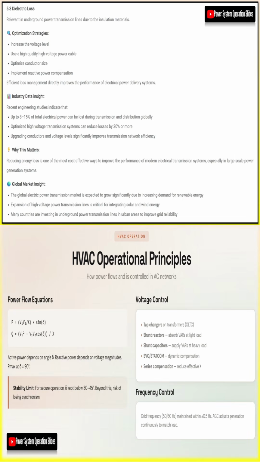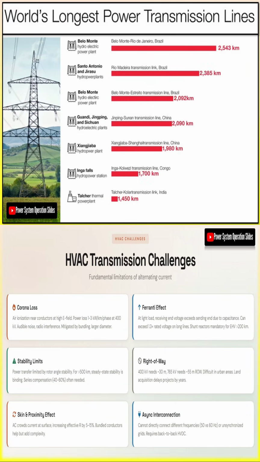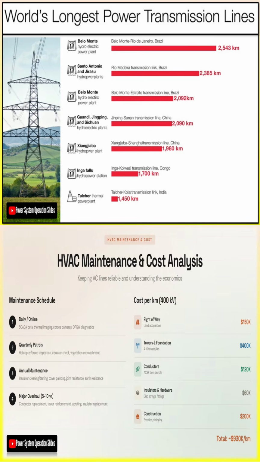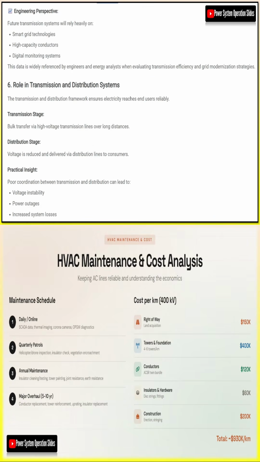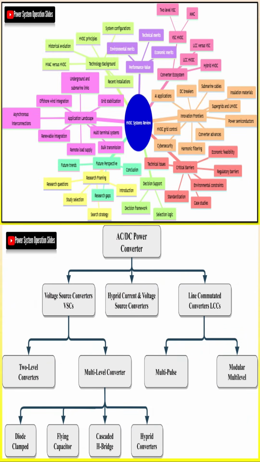Approximately 95% of global transmission infrastructure relies on HVAC, with HVDC accounting for roughly 5% but growing rapidly, while UHVDC represents less than 1% but is emerging as a transformative technology for continental-scale power transfer.